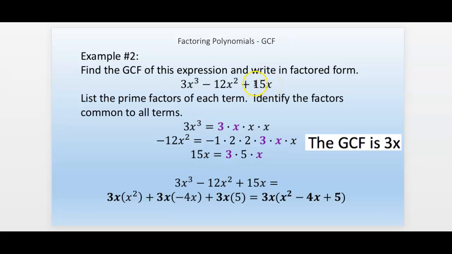So I can't take 2. I cannot take 2 x's out of that term. I can only take 1. So I can take 1 x out of each term. The greatest common factor is 3x. Take it out of each term, and you can rewrite it just like this. This is the product of two factors right here: a monomial times a trinomial.